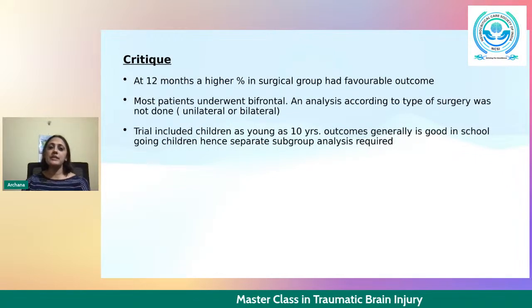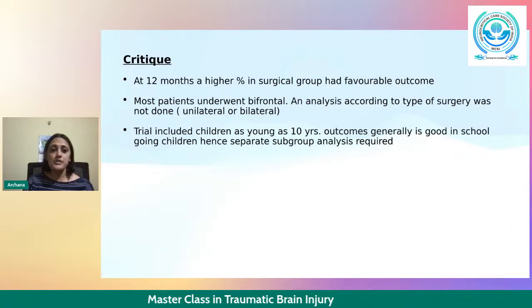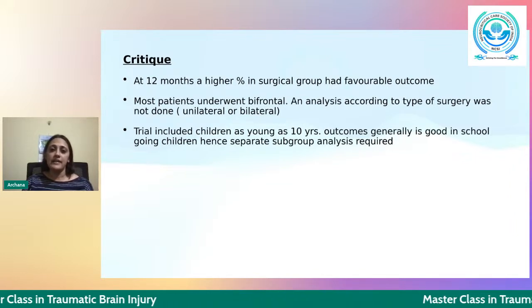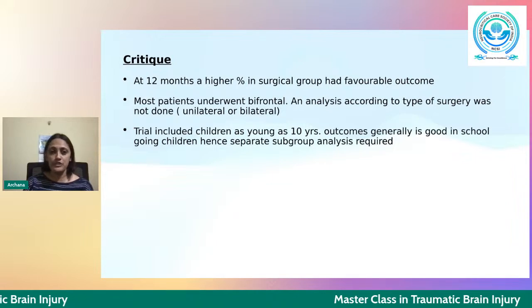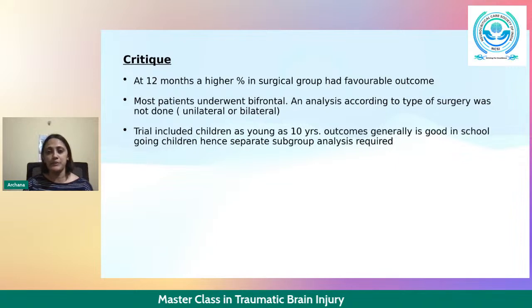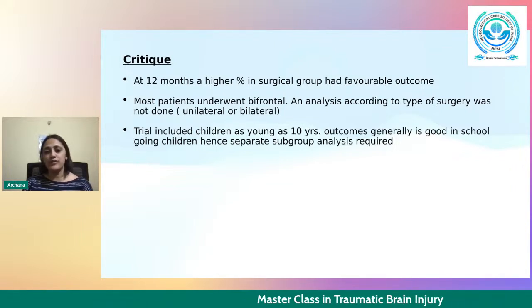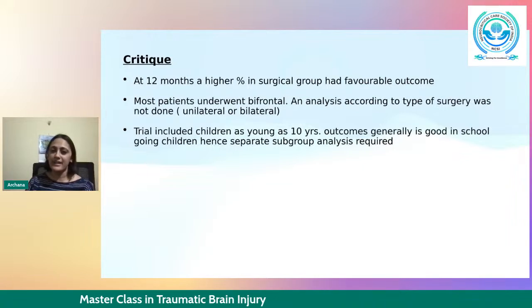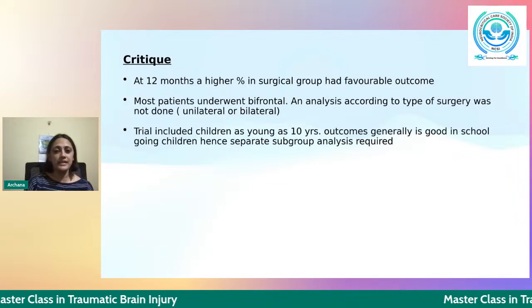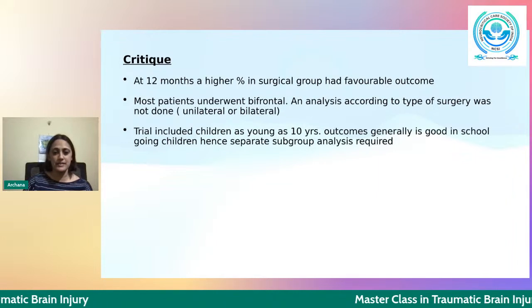This study was criticized as most patients underwent a bifrontal craniectomy, and an analysis according to the type of surgery was not done. That is, unilateral versus bilateral decompressive craniectomy as a subgroup analysis was not done. And this trial included children as young as 10 years. And as we are well aware that the outcomes are generally good in school-going children, and hence this age group needs a separate subgroup analysis.